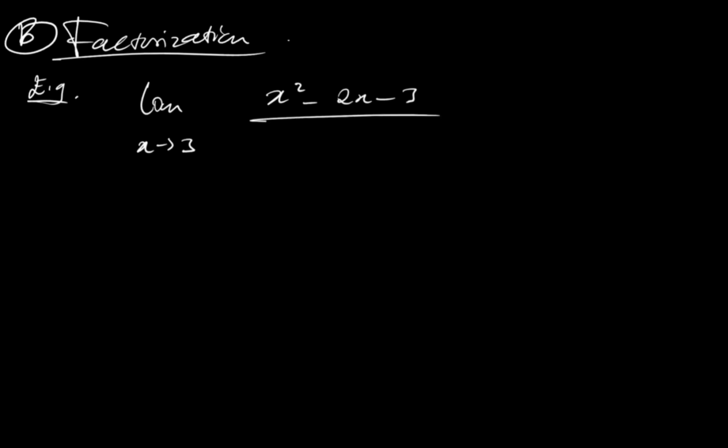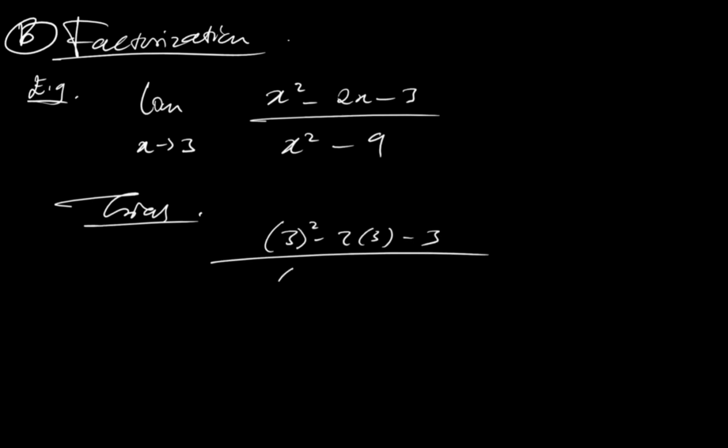Suppose, say you have, let me just start with an example to make you understand. Suppose you have this limit as x approaches 3 of x squared minus 2x minus 3 over x squared minus 9. So basically, if you try to plug in, let me just show you. If I try to plug in here, I'll have 3 squared minus 2 times 3 minus 3 over 3 squared minus 9. So this will be undefined because at the bottom I have 0. 3 squared is 9 minus 9 is 0. So this is literally undefined.